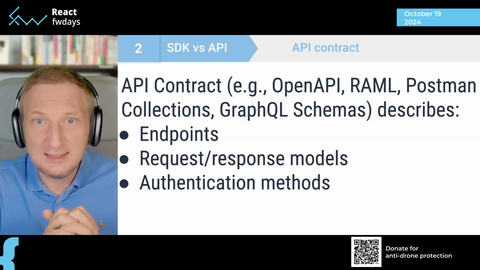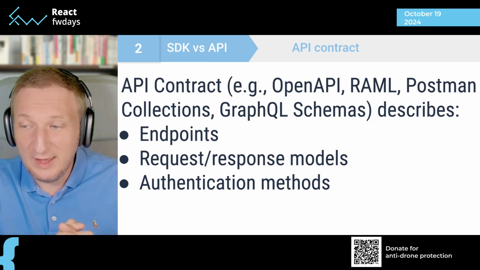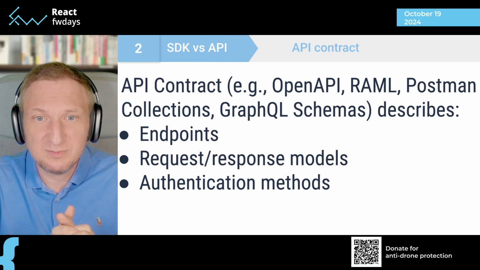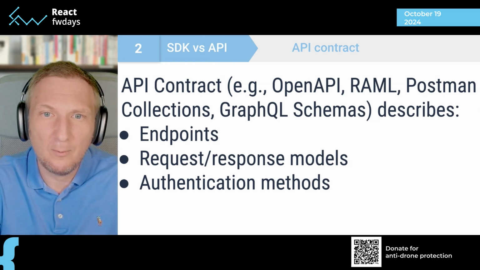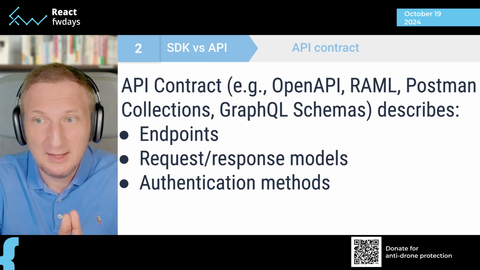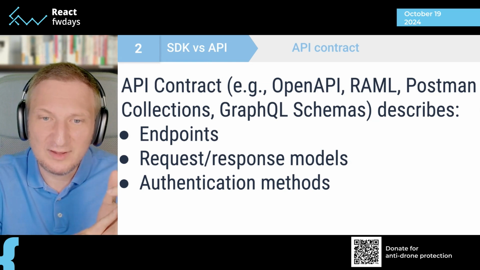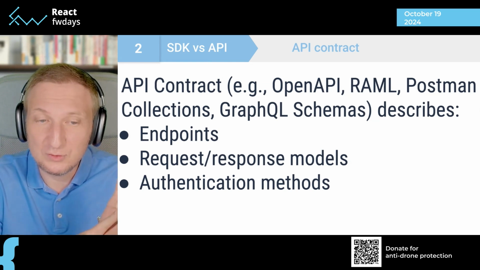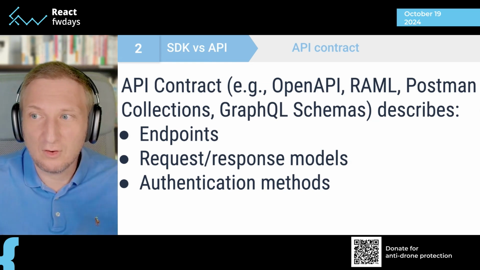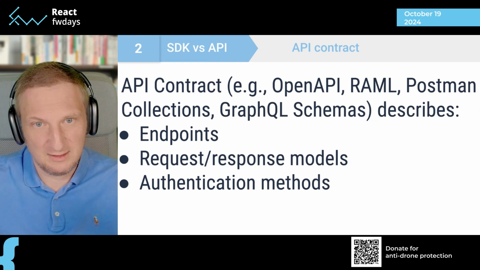So, what do we need to have SDKs? First of all, we need an API contract. An API contract in some specific format like OpenAPI, or a Postman collection, or even a GraphQL schema will describe the endpoints, request and response models, and how you need to authenticate. This contract is required to make SDKs.